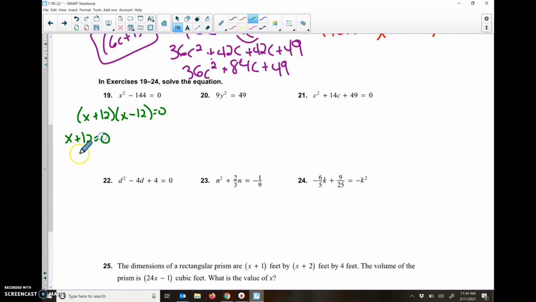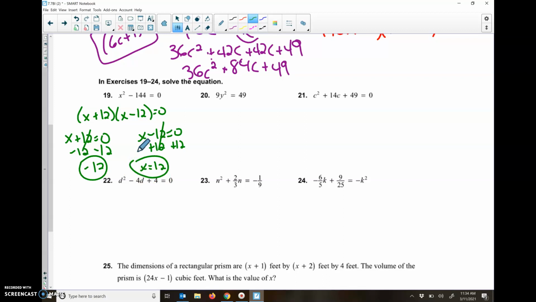So x plus 12 equals 0. So subtract 12 from each side. So negative 12 is one answer. And then same thing, x minus 12 equals 0. Add 12 to each side. So x equals positive 12 is my other answer.